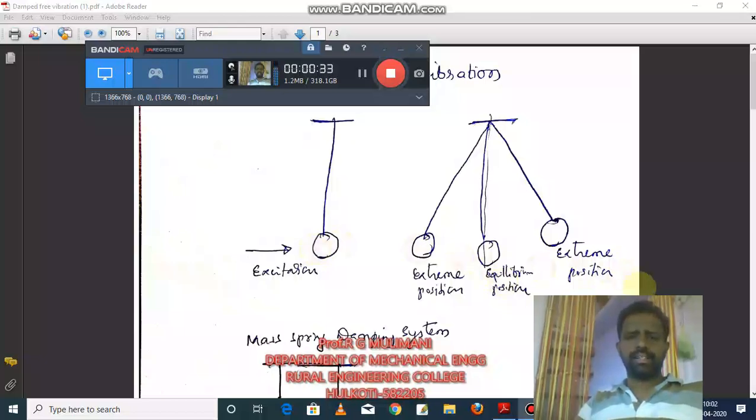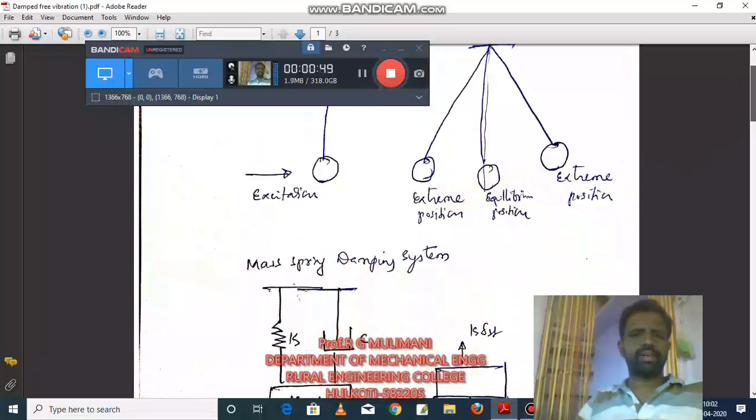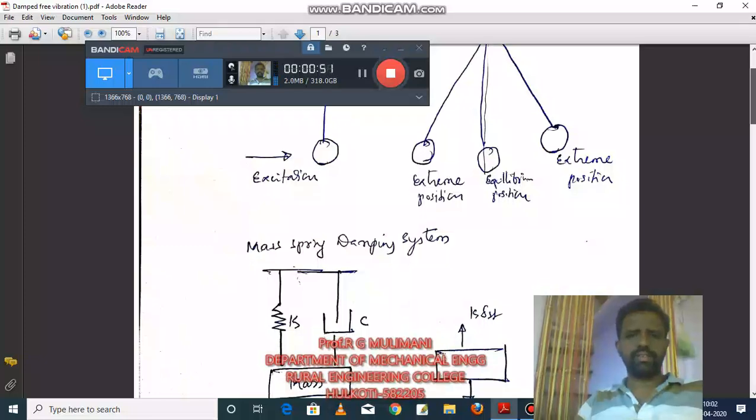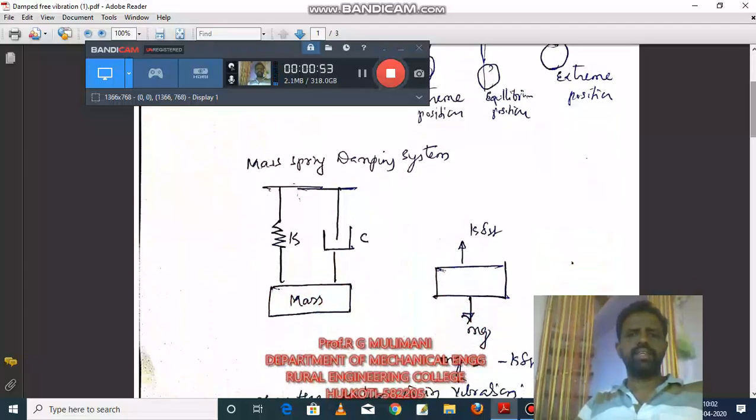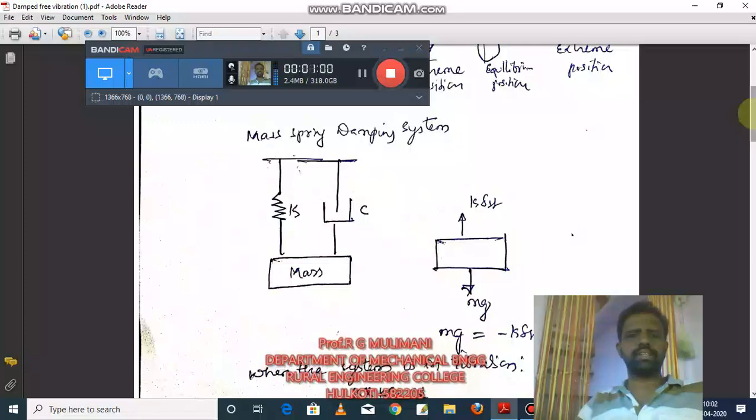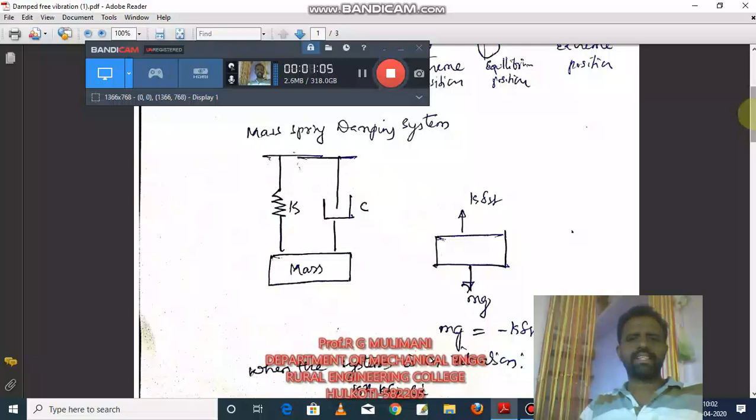When the external force acts on the system, it will oscillate between these two extreme positions. When there is no damping, it will continuously oscillate between the two extreme positions. When there is resistance, after a few oscillations, it will stop its oscillations and come to the equilibrium position. Such a system is called a damped system.